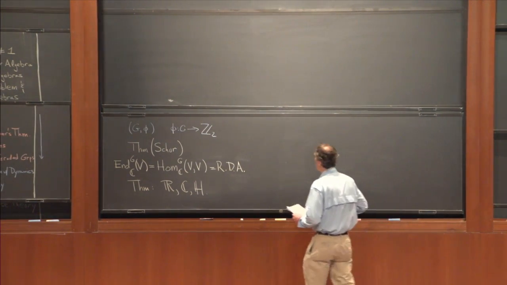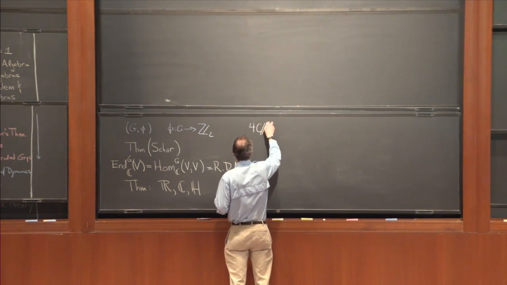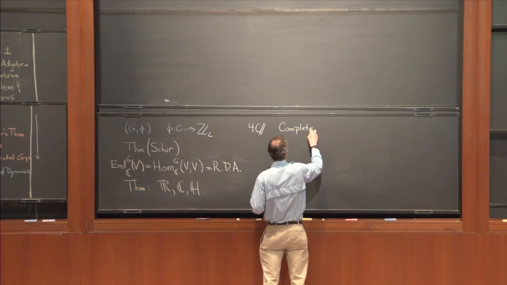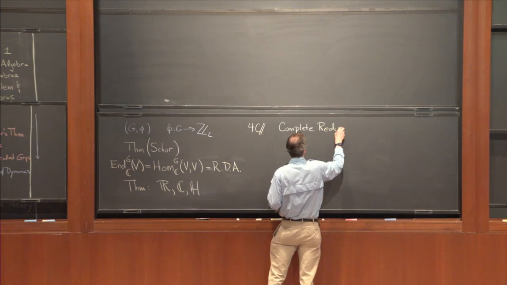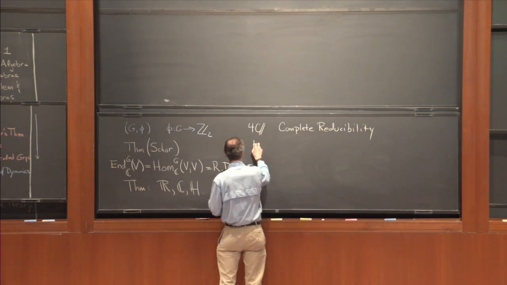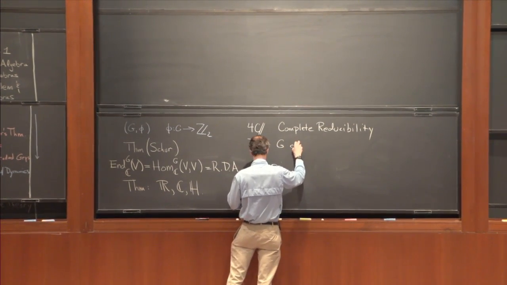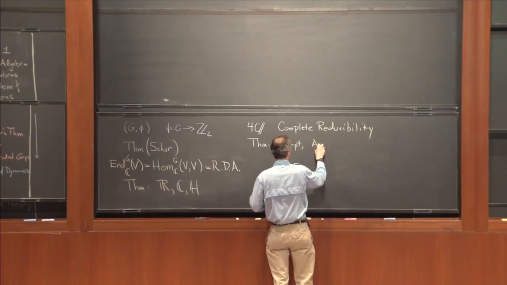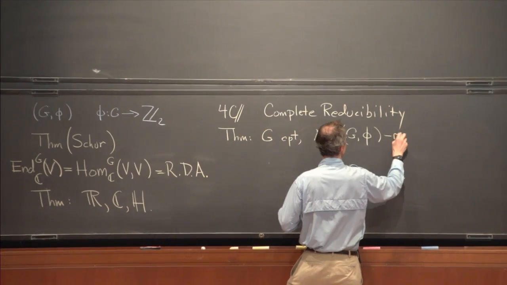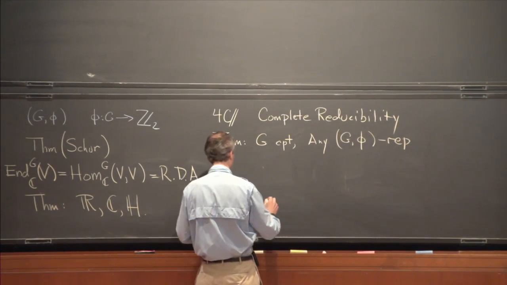Alrighty. So the next topic in section 4 is complete reducibility. So here's the theorem. Suppose G is compact, then any finite dimensional G phi rep is completely reducible, meaning the following.